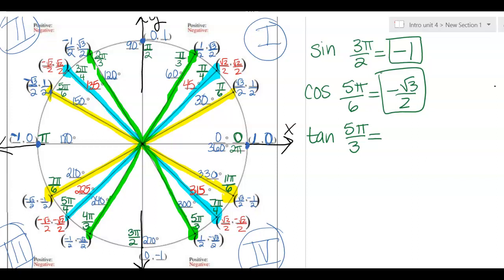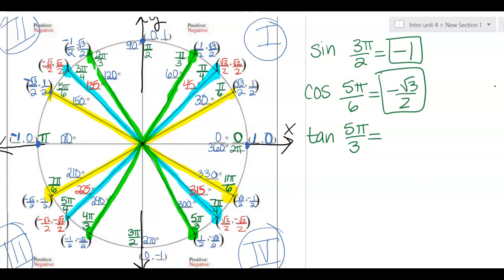All right, and then tangent of 5 pi over 3. Again, if you're searching and you feel like you're not seeing it, what are pi over 3s? Which one's reduced to thirds? 60s. So I should be looking further away from the x-axis. Up here, down here, or down here. The ones I have highlighted in green.